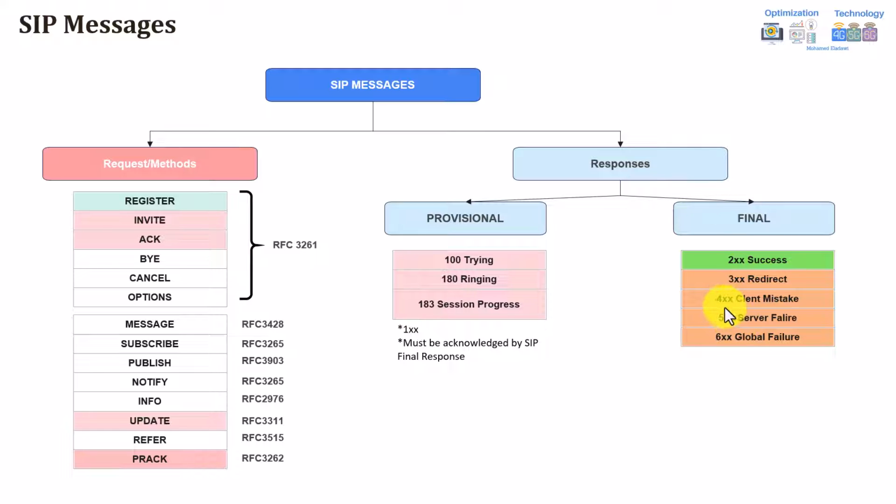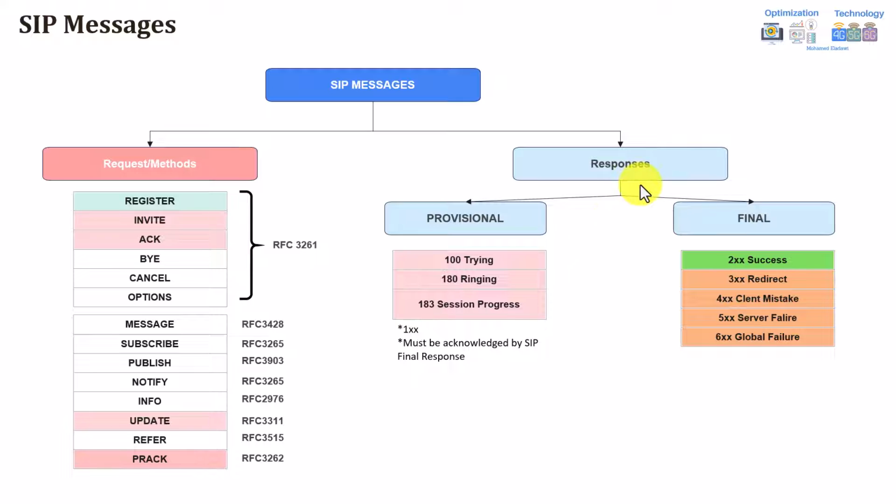And there is also 400, explaining that there is a problem in the client. For example, client mistake. Let's assume there is one common one which is called 486 Busy Here, which means that the terminal is busy and he cannot pick up the call. So this will be sent for the mobile originating call from the mobile terminal or from the IMS to the mobile terminal, which means 486 means that the user I'm calling is currently busy.